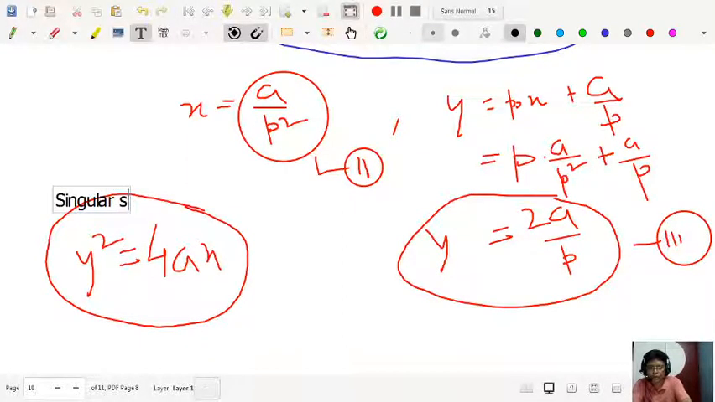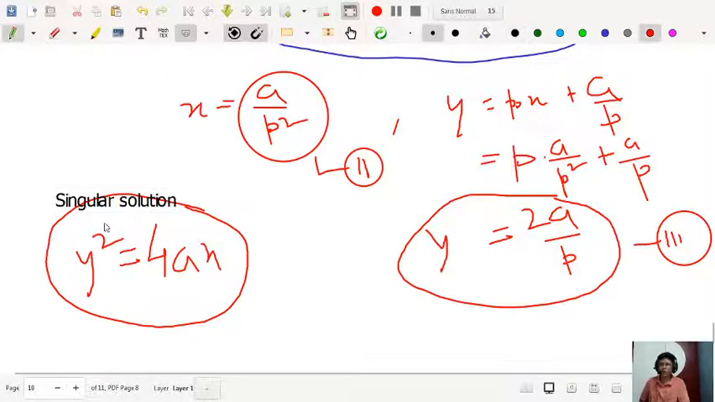Singular solution, okay. So why is this a singular solution? Because it is not deducible from the given equation by giving particular values of c, but by eliminating p you will get this solution. So this is called the singular solution: y square is equal to 4x. There is no c or p in this equation, and this represents a parabola.